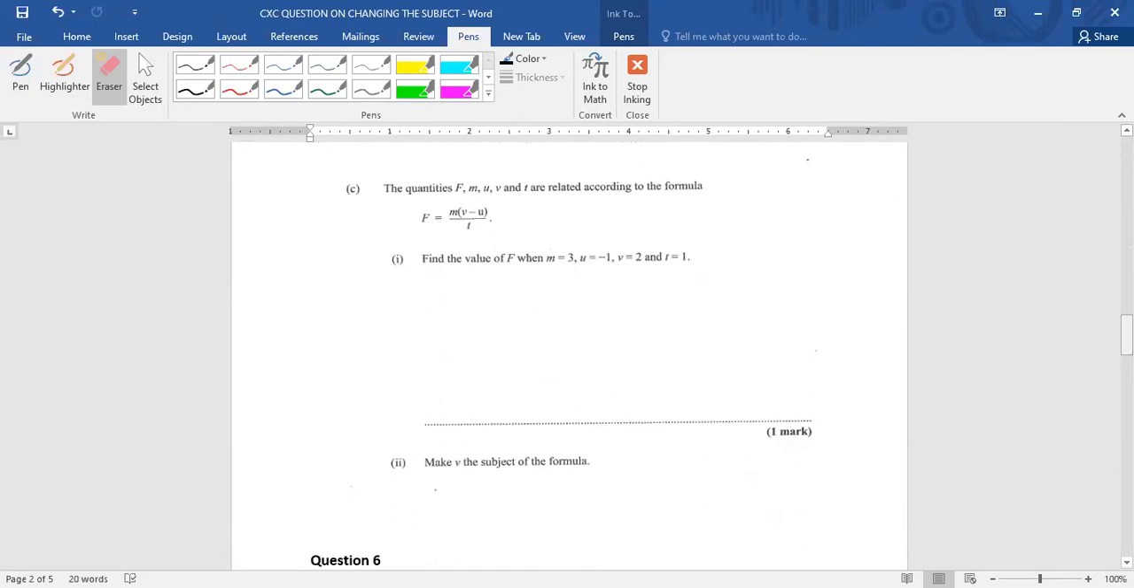So this one now, I'm going to allow you guys to try it yourself. Remember, first of all, this is substitution. M is 3, U is -1, B is equal to 2, T is 1. You are going to substitute these values and find the value of F. After that, you will make V the subject of the formula. Can we try that? I'll give you some few minutes, 5 minutes or so.